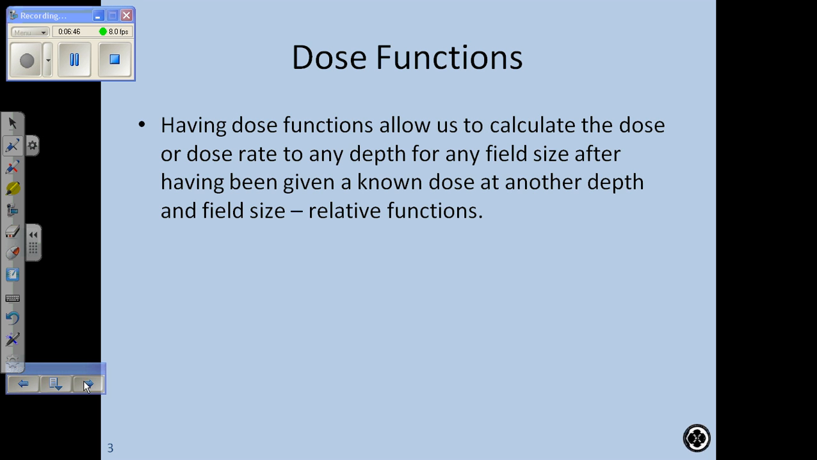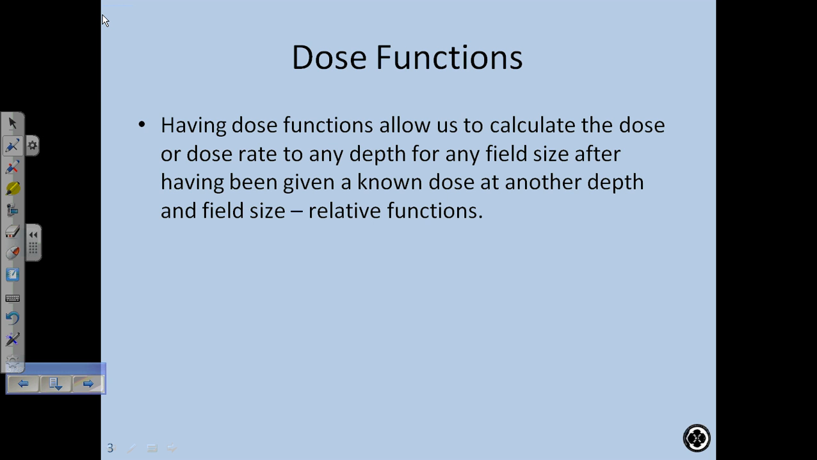And okay, so dose functions now. Let me minimize this. We don't need to look at this all the time. All right, so having dose functions allows us to calculate the dose or dose rate to any depth for any field size after having been given a known dose at another depth and field size. Basically, what a dose function does for you is if you know this function, and you know the dose at a particular depth for a field size, you can calculate the dose at another depth and another field size based on this function. Okay, so it's used for calculating monitor units.